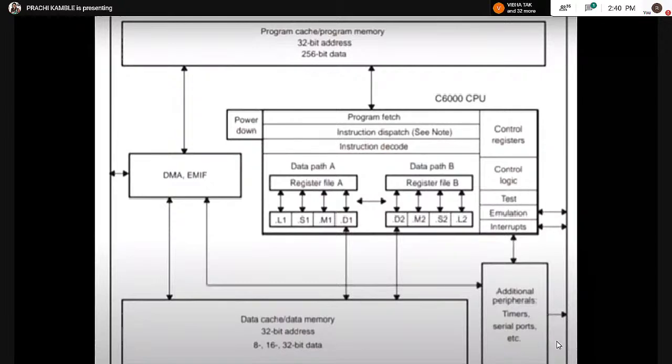And the second feature of the DSP processor, just now I have explained, is that it supports VLIW architecture, very large instruction word architecture. And here it processes 8 instructions per cycle. So every clock cycle it executes 8 instructions. Very important point this is.